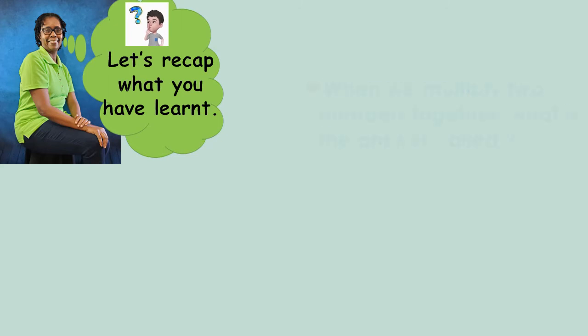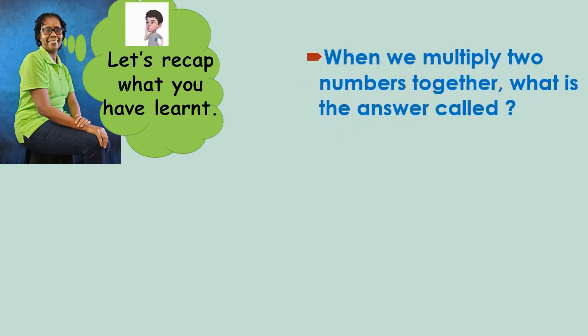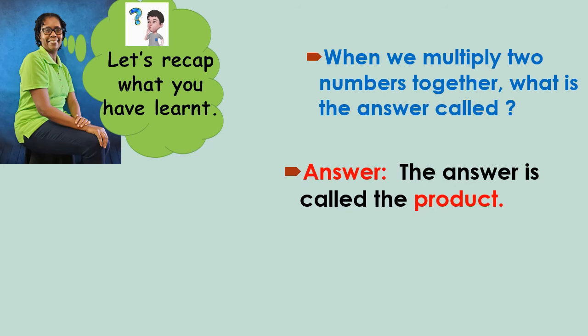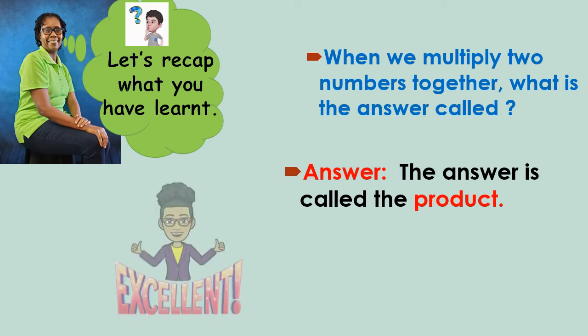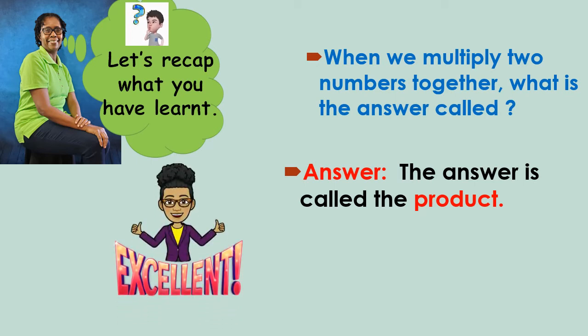Question number 3. When we multiply two numbers together, what is the answer called? I know you're thinking. All right, so let's see what I have. The answer is called the product. So if you had said the product, you are indeed correct. Excellent job. You are doing an awesome job.